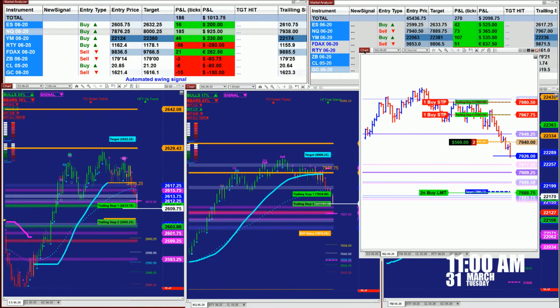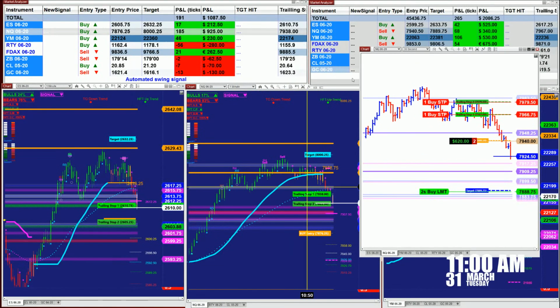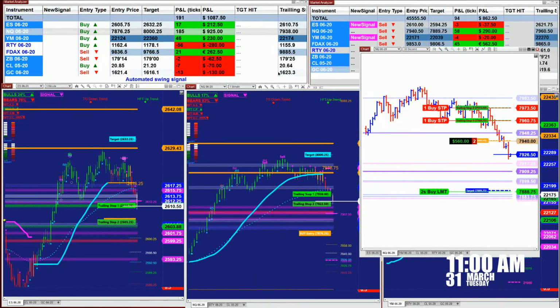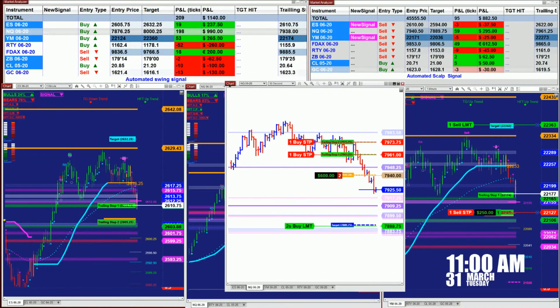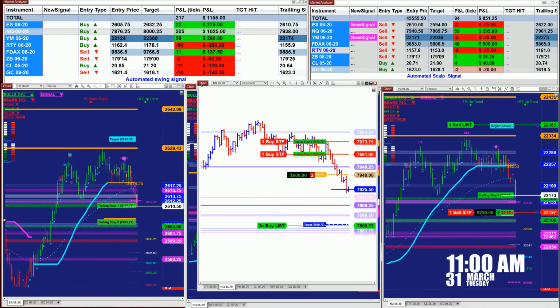Now we have closed the Nasdaq, but we are already in the trade with the short Nasdaq on the scalper. So we can use the scalper to predict when we need to get off the trade, or if we want to override the auto trade.